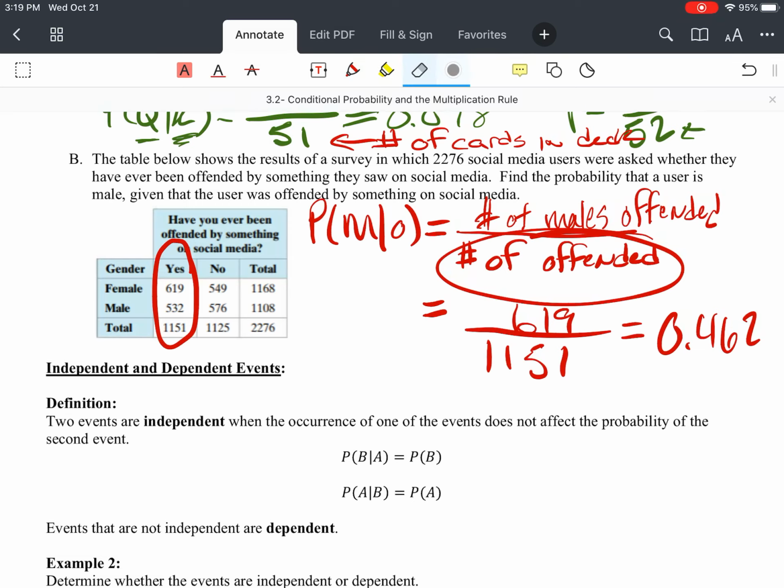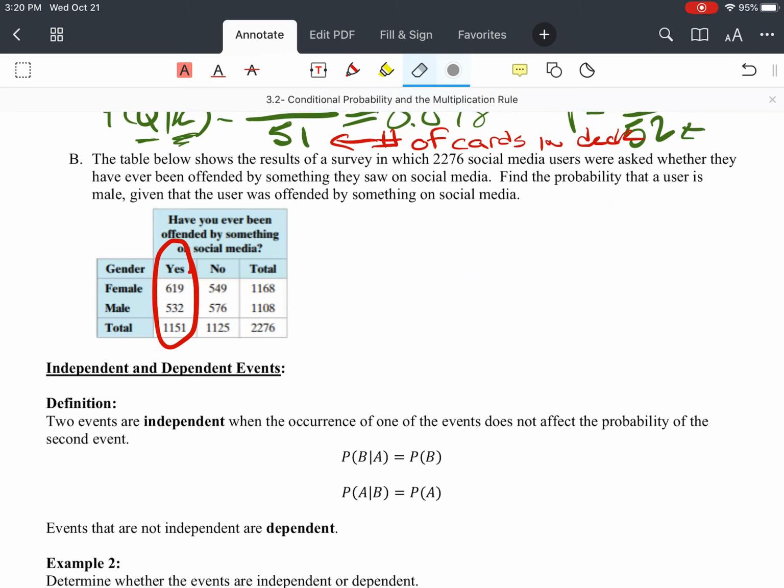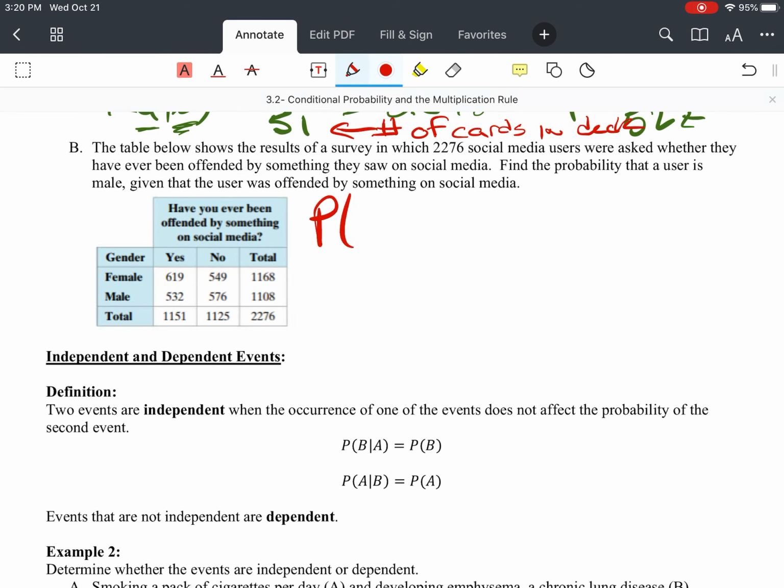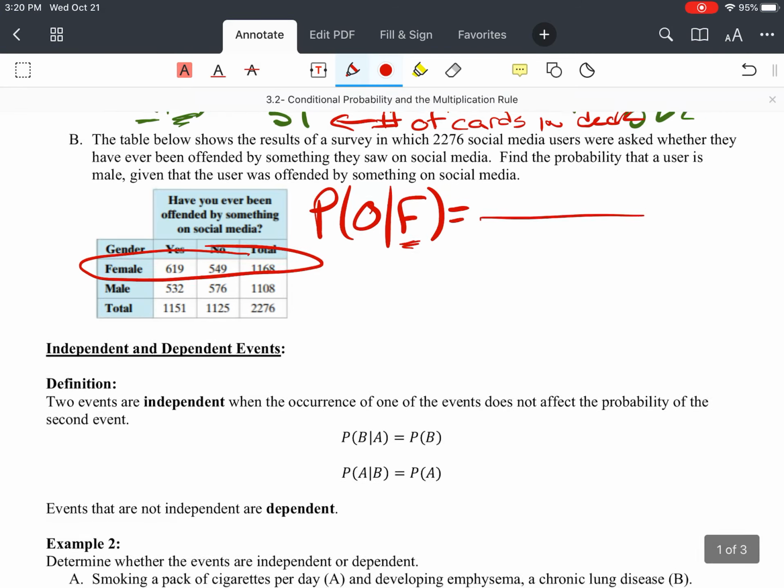All right, so let's change this up. I'm going to do one more example, just to run this home. This time, let's look at the probability that someone is offended given that they're female. What's the probability that someone gets offended given that they're a female? Notice that the given part is the bottom. We're given that it's female, so we're looking at this row here.